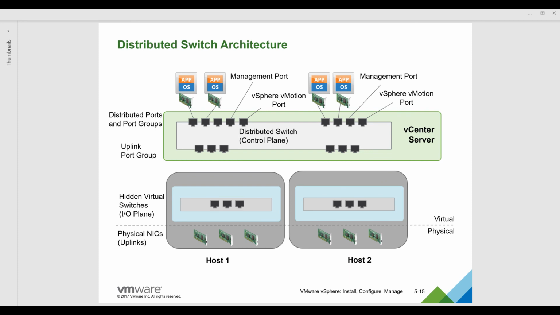All right, distributed switch architecture. As you see right here, vCenter Server basically owns the configuration of the distributed switch. And you'll notice that this configuration is consistent across all the hosts that are going to use the distributed switch. Okay? So say we have host 1, host 2. We have our physical NICs with our uplinks, which are here, at the bottom. On the top side, we have our hidden virtual switches on the I/O plane that are virtualized.